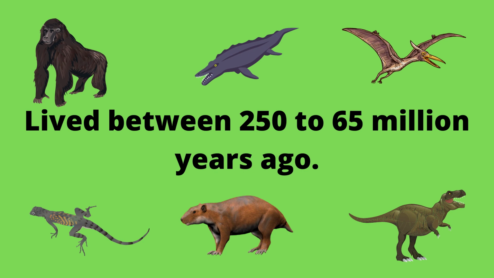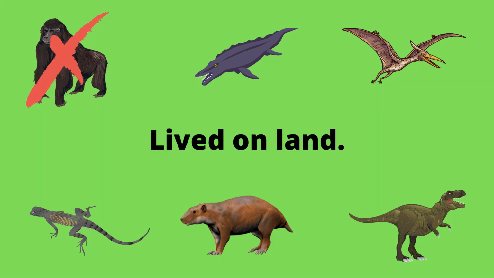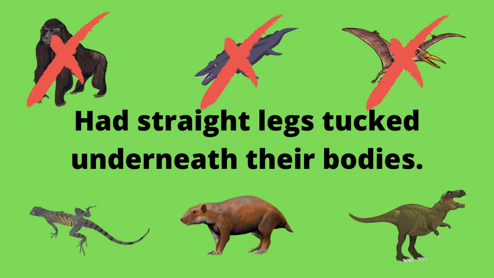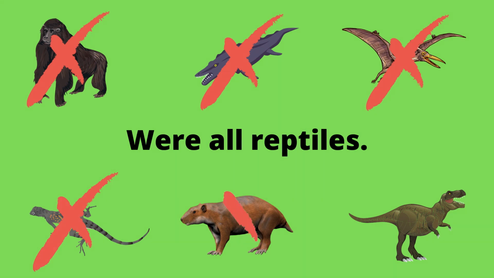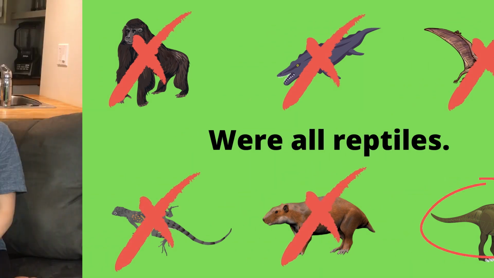First, all dinosaurs lived between 250 to 65 million years ago. Second, all dinosaurs lived on land. That eliminates marine life, as well as flying reptiles, like the pterodactyl. Third, all dinosaurs had straight legs tucked underneath their bodies. And lastly, all dinosaurs were reptiles.